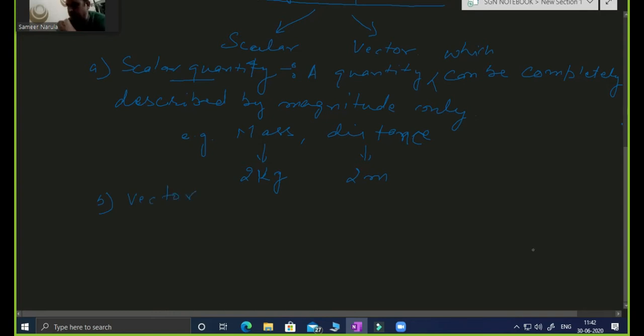Now we come to the vector quantity. A vector quantity is a quantity which can be completely described with the help of magnitude and direction both.